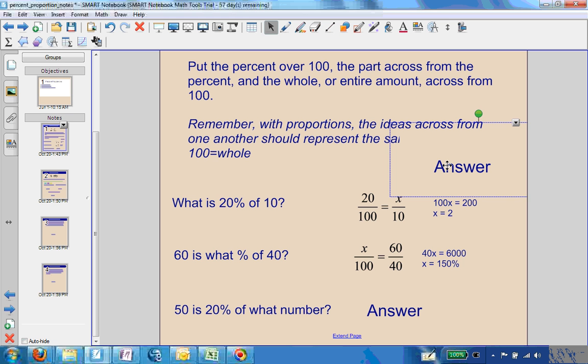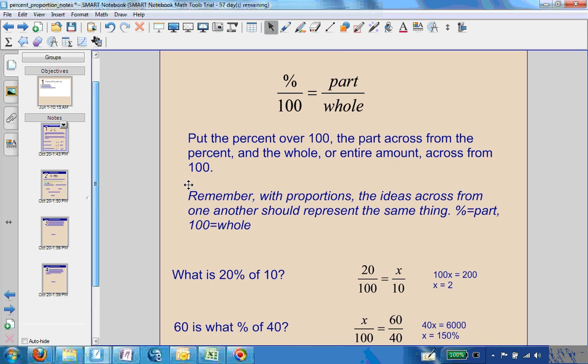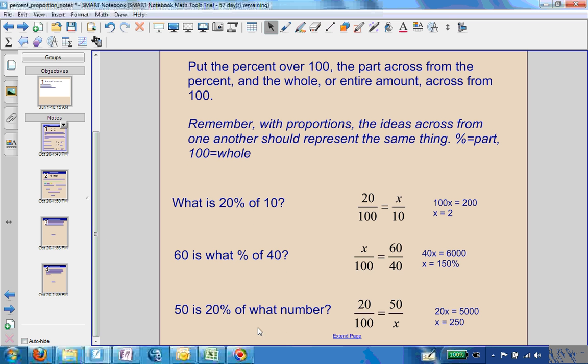Now, in the next example, we're looking for the of. The of is our whole. If you look back up in our percent proportion, the of is our whole, the is our part, and the percent is the number over 100. So here it says 50 is, so there's our is, 50 is 20% of what number? So we're trying to figure out, well, 50 is some part of this number here. It's actually 20% of that number here. So what is that number?